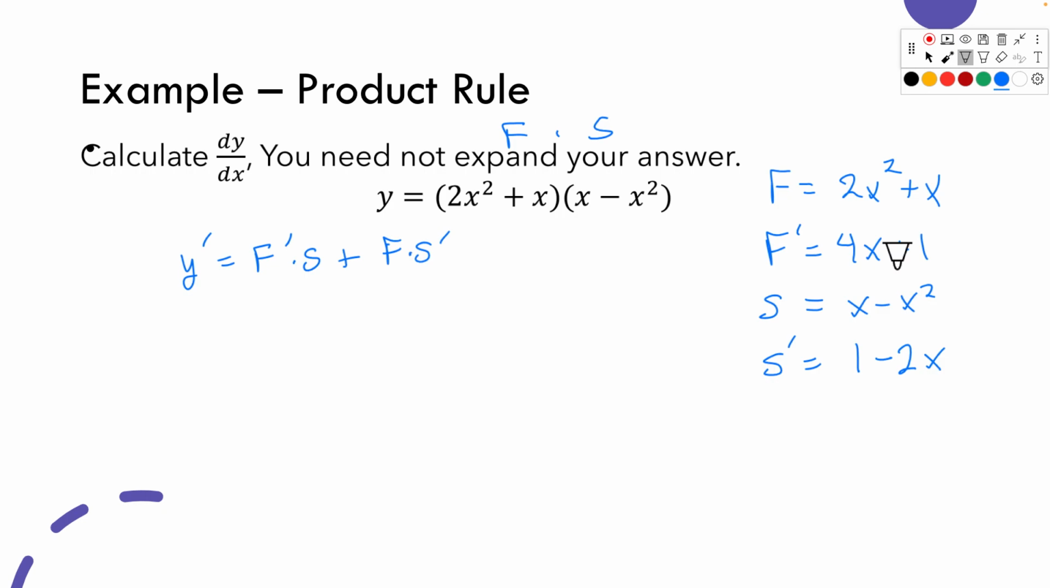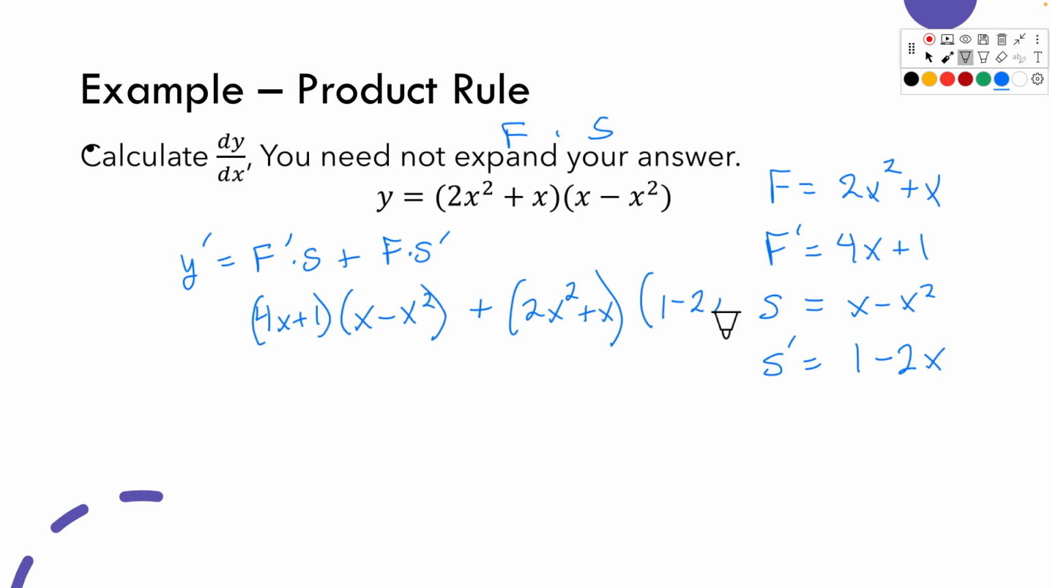See if I can do this right this time. So I get 4x plus 1. Derivative of s, oh wait, no, not derivative of it, just s. It's going to be x minus x squared. The original f is 2x squared plus x. And then the derivative of s is down here, 1 minus 2x.